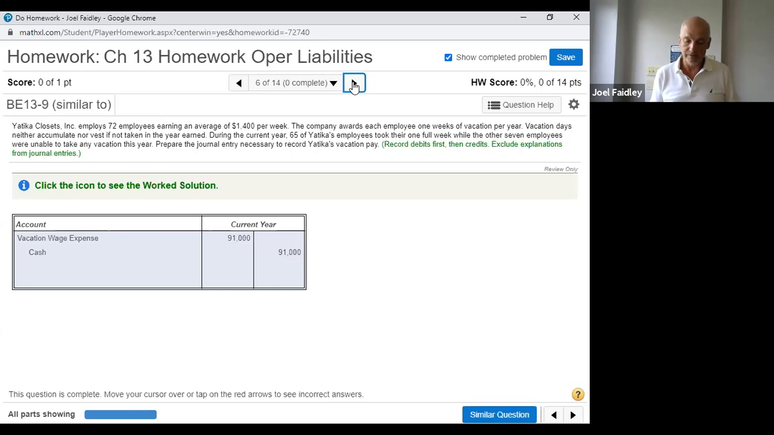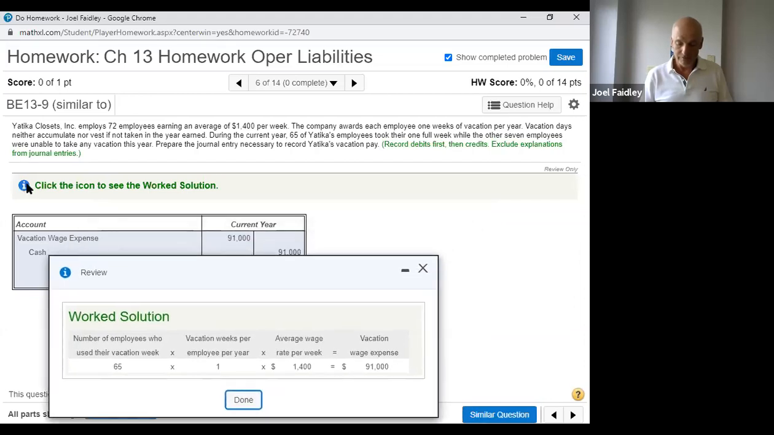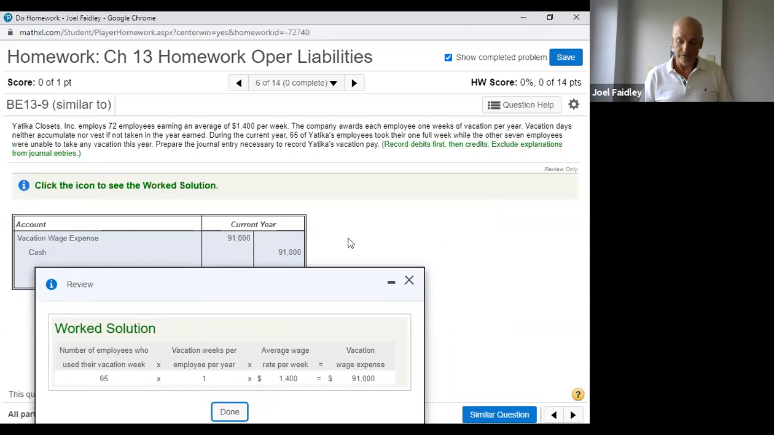But nonetheless, 65 of the employees took 1 week during the year. The other 7 employees were not able to take their vacation, so they lost it. They have vacation earned, but they don't get to take it. So here we've got 65. The actual transaction is 65 times 1 week times $1,400, or $91,000, which is my expense for the year. And it's a completely hypothetical situation that you're waiting until the end of the year.